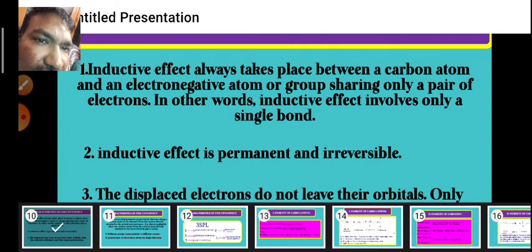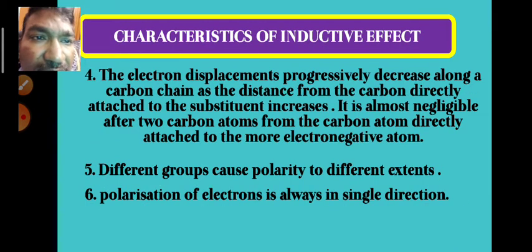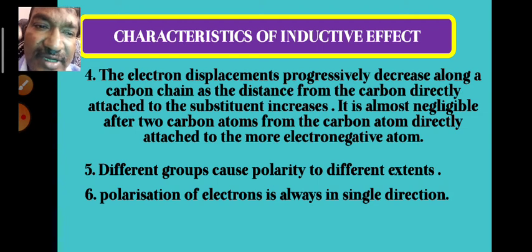We go for the next point. Different groups cause polarity to different extents. All the groups do not cause the same type of polarization. The extent of polarization is different for different groups. And the sixth point is that polarization of electrons is always in a single direction. Here the electron pair moves towards the more electronegative atom. So that's why this displacement is a single direction displacement.